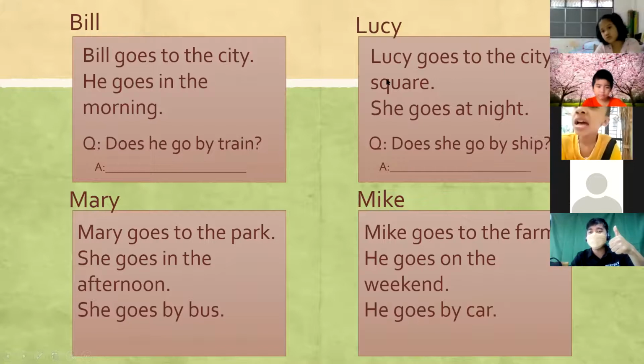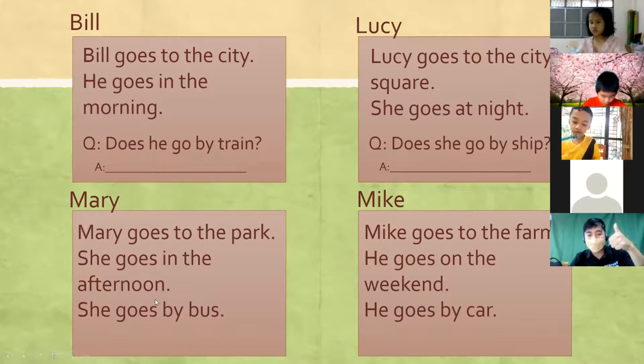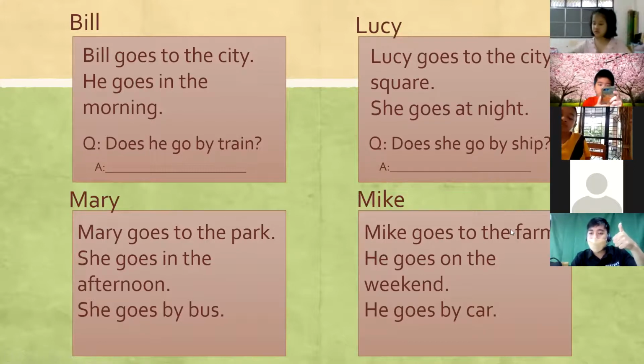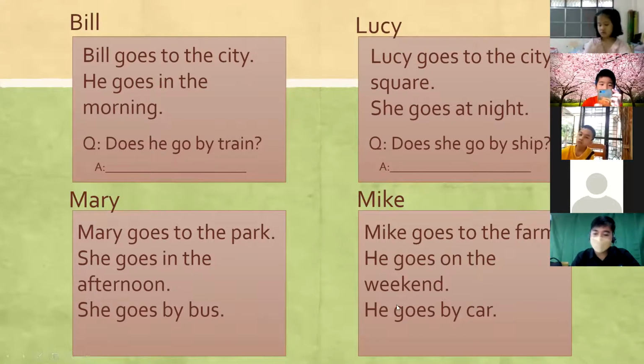Lucy goes to the city square. She goes at night. Okay. Mary goes to the park. She goes in the afternoon. Okay. She goes by bus. Next, we have Mike. Mike goes to the farm. He goes on the weekend, and he goes by car.